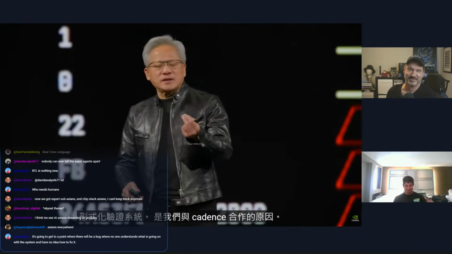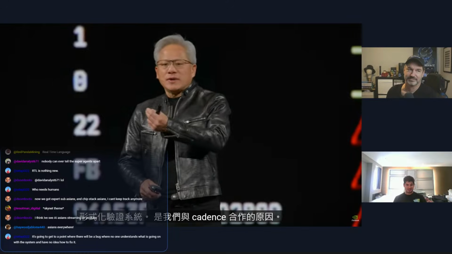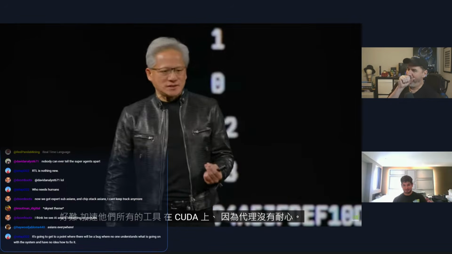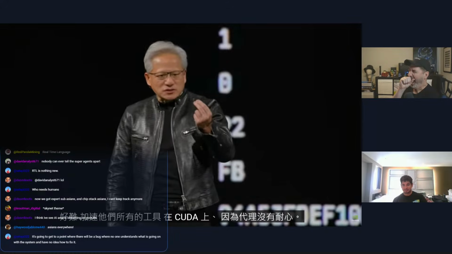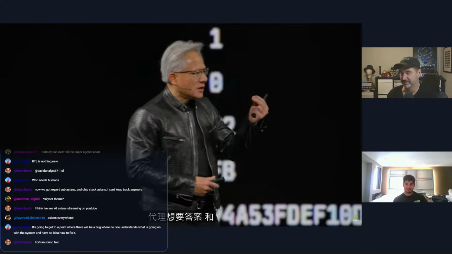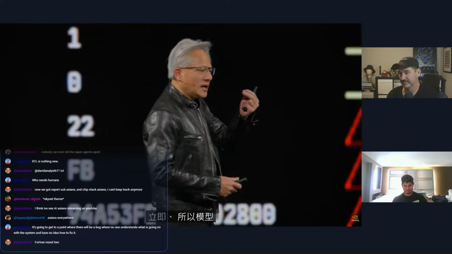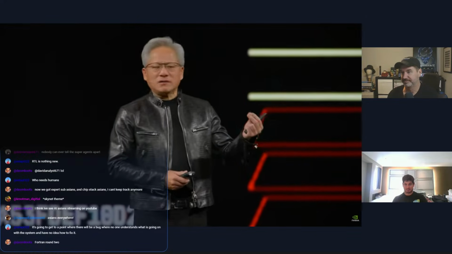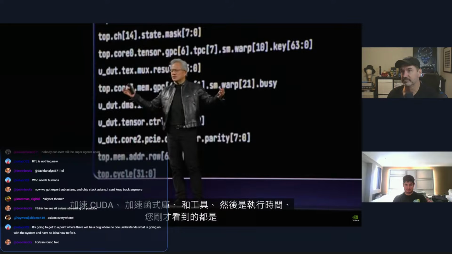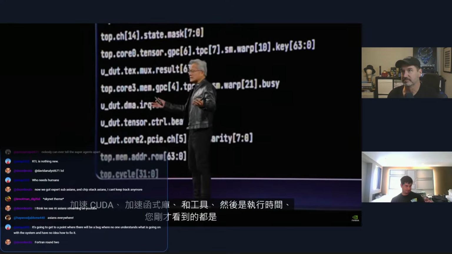We're working with Cadence so hard to accelerate all of their tools on CUDA, because the agents are impatient. The agents want the answer immediately. So it's models, harnesses, accelerated CUDA, accelerated libraries and tools, and then the runtime. What you saw just now is all of that coming together.